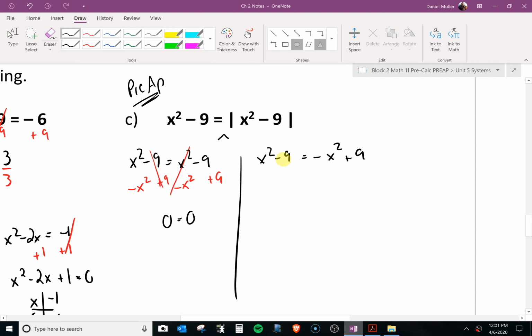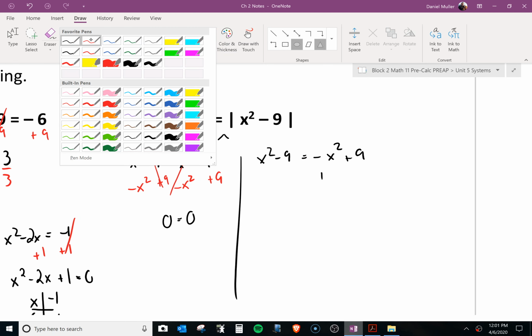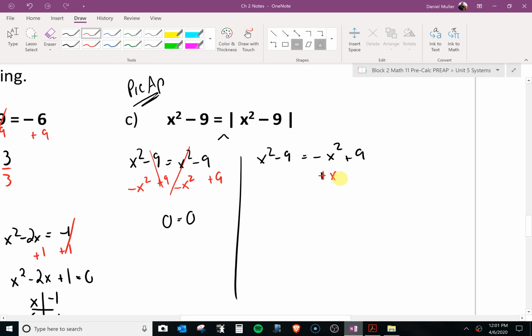Let's do the right side here. Now I'm going to get the x squareds onto this side, I'll move this x squared over. And at the same time, I'll add the 9 over to this side. So x squared plus x squared is 2x squared, and 9 plus 9 is 18. Then I can divide by 2. So I have x squared is equal to 9. Square root both sides. And I have x is equal to 3.